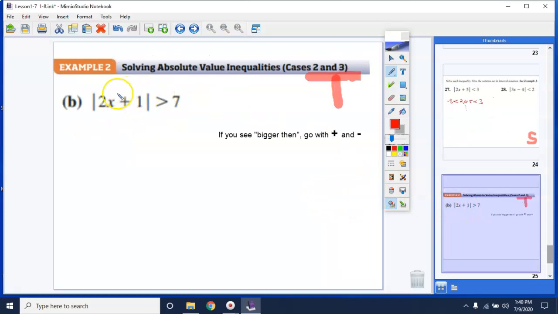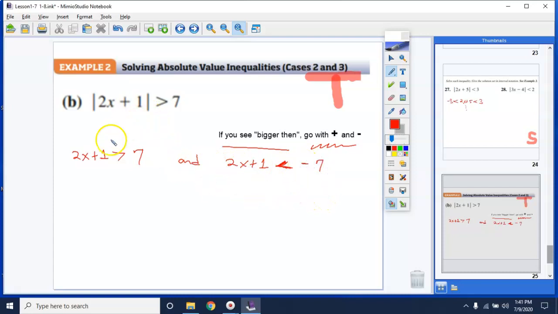What if it's absolute value and bigger than? If you see this one, I'm going to go this way. Let me tell you what I mean. Go with positive and negative. It's going to have two solutions. We're going to do this: 2x plus 1 bigger than 7, which is the positive, and then 2x plus 1, reverse it and get your negative number, which is negative 7.